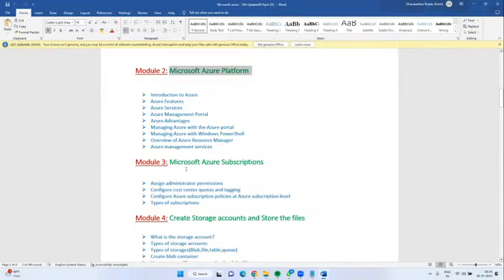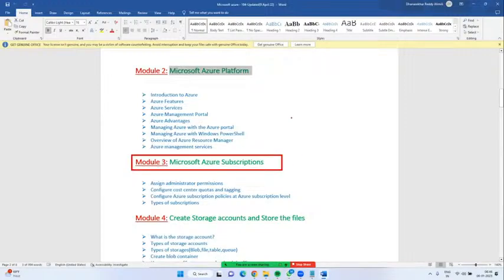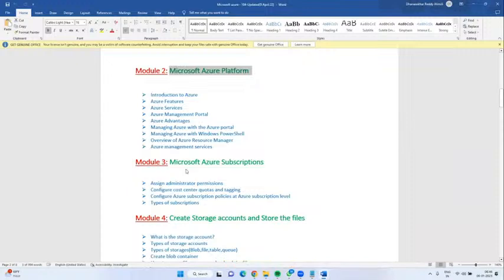Module three is subscriptions. What is a subscription, guys? Any idea? If we take any service and we pay for that service, then it is a kind of subscription. Yes, correct. Simply, I can say subscription is nothing but a license.